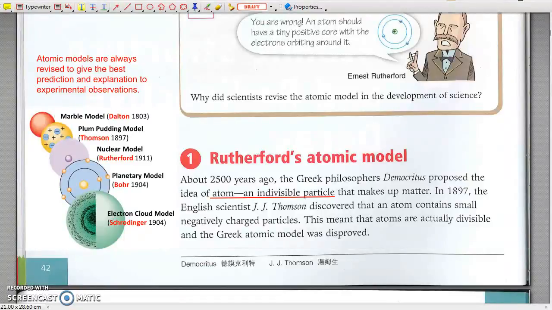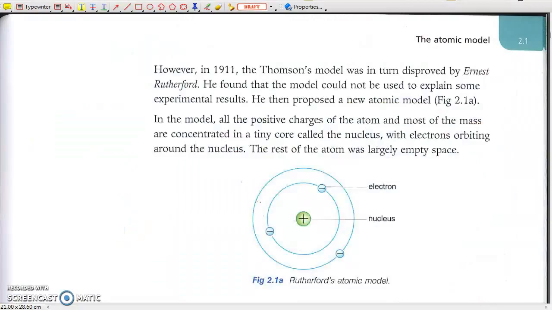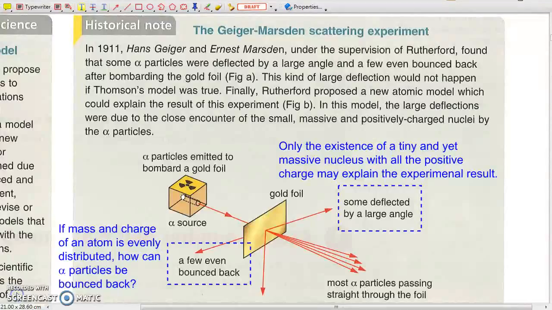The electron was discovered only about 100 years ago by J. J. Thomson. Later, Ernest Rutherford proposed a new atomic model with most of the mass concentrated in a tiny nucleus, in order to explain some very surprising observations in the Geiger-Marsden scattering experiment.